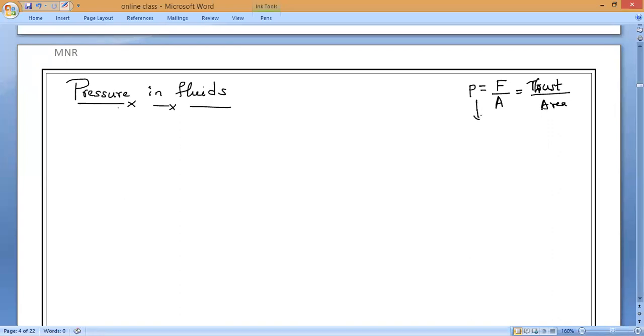What is the unit of pressure? The unit of pressure is Pascal, and as we know, 1 Pascal is equal to 1 Newton per square meter. This is what we studied till last class. Is it yes, all of you?